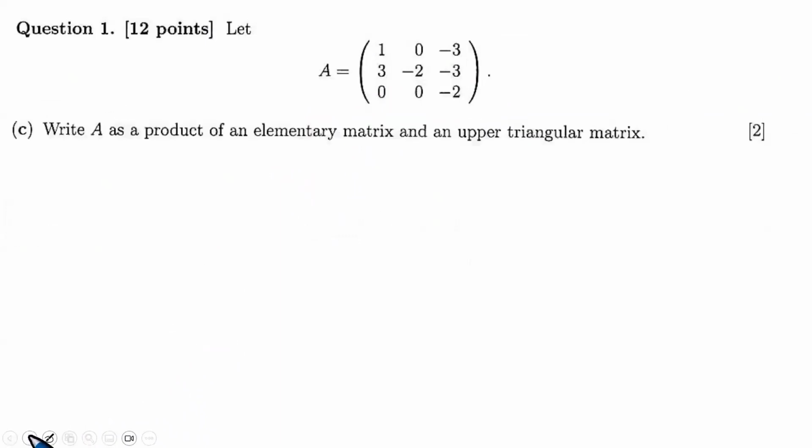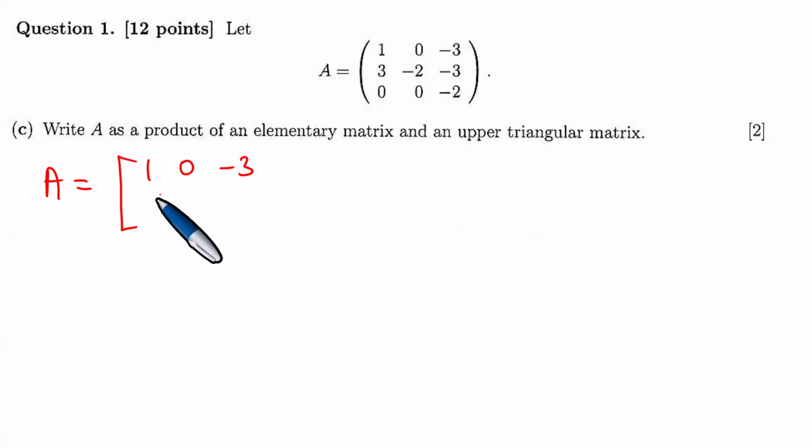There's a question you wanted us to look at, and then obviously, now write A, where A is this matrix here, as a product of an elementary matrix and an upper triangular matrix. If you look at this very carefully, you are able to see that to do this question, we always take the matrix A and perform row reduction on it.